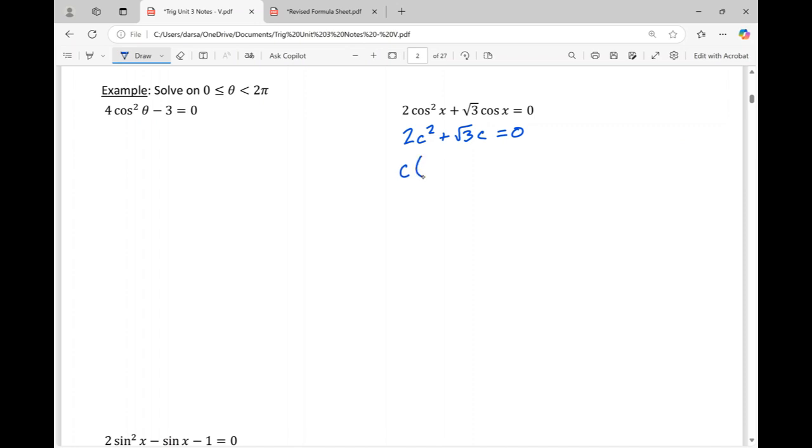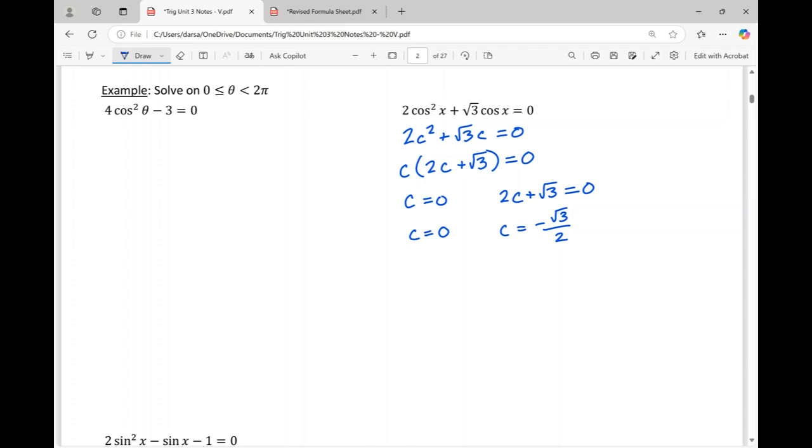So how would I factor out the letter c here? Well, I just pull it to the front. So I have c times 2c plus the square root of 3 is equal to 0. Now, if this was just the letter c, like the letter x, how would I solve this? Well, I'd set each factor equal to 0. So c is going to equal 0, and 2c plus the square root of 3 is going to equal 0. So a quick solve will give me that c is equal to 0, and c is equal to negative square root of 3 over 2.